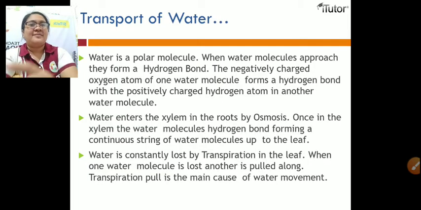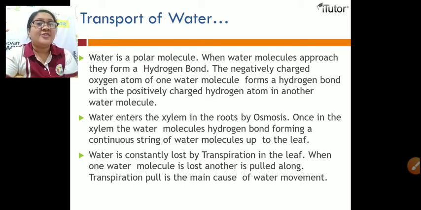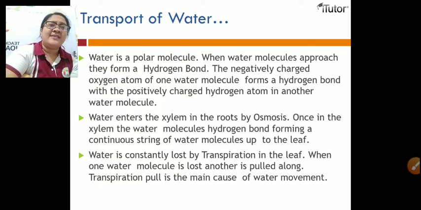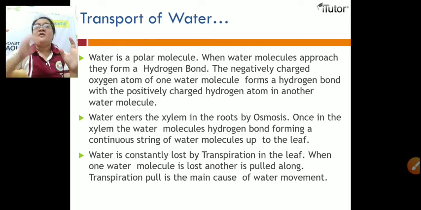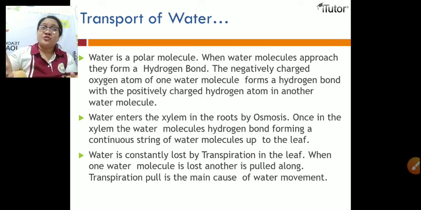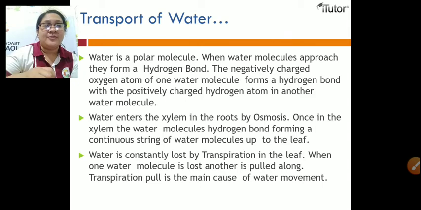This is the continuation for the transport of water. Water is a polar molecule. When water molecules approach, they form hydrogen bonds. The negatively charged oxygen atom from one water molecule forms a hydrogen bond with the positively charged hydrogen atoms in another water molecule.